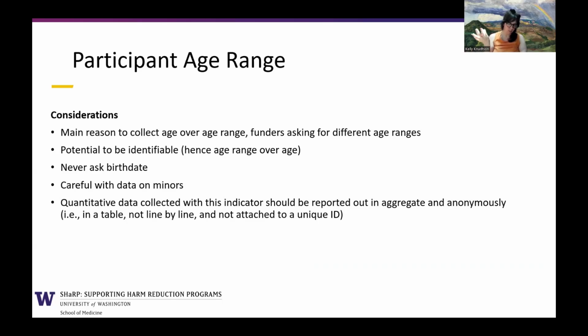And so for considerations, I've hit on a couple of these, but the main reason you would collect age over age range is really that we see that funders have different age ranges they want to report. So we understand that's a big limitation for SSPs.